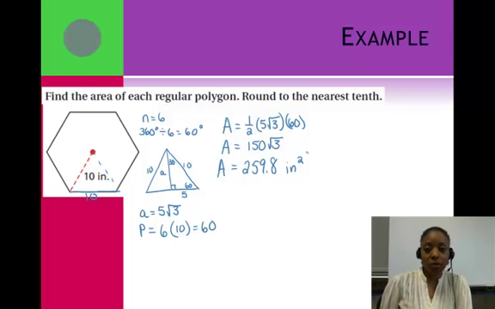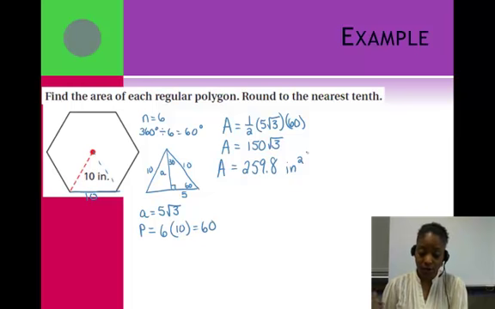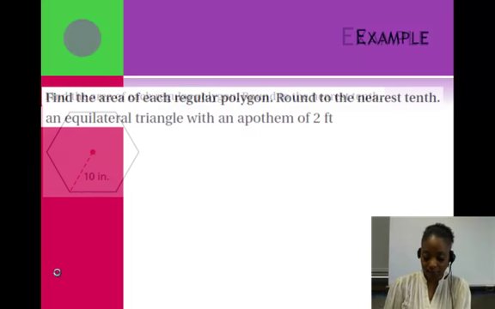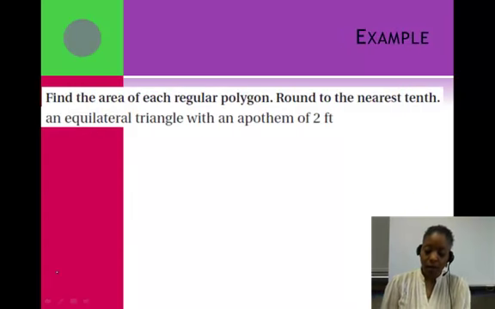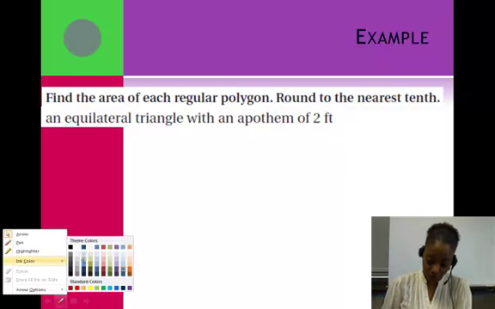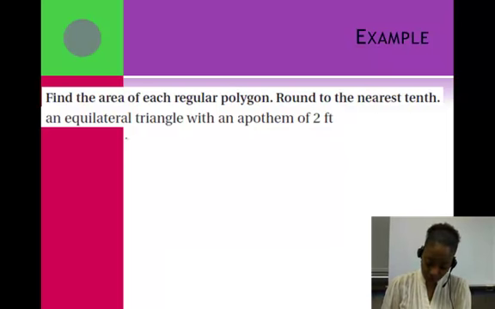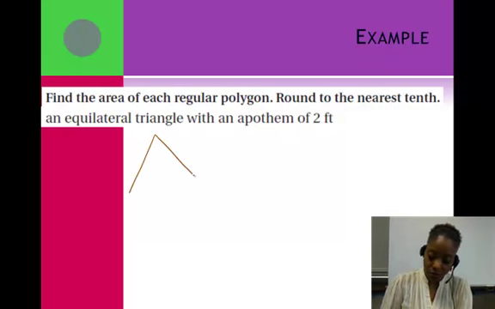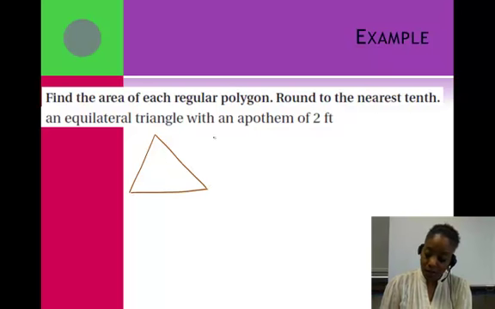Okay, so that's how you would do a problem if they give you the radius. You have to find the apothem and the side length. All right, so here's our last one. Find the area of a regular polygon if it's an equilateral triangle and they tell us the apothem is 2. So this is lovely. They already give you the apothem, but we still have to find the side lengths. And it's an equilateral triangle, so we know that n equals 3.